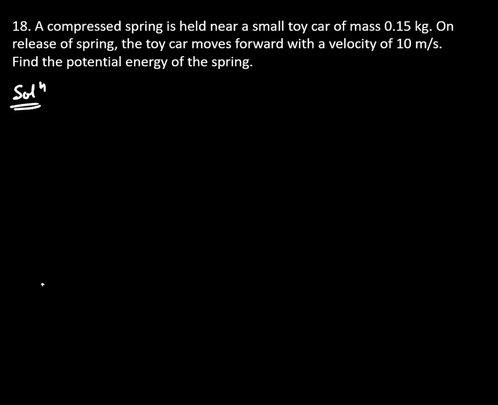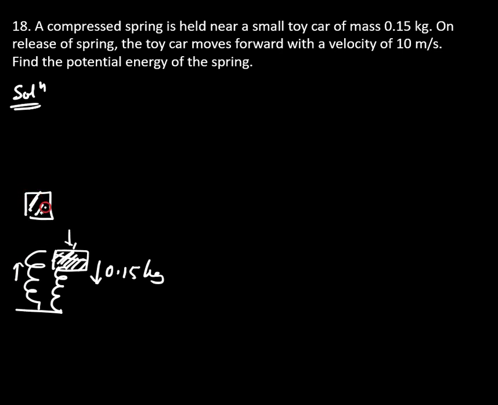In this question we have a spring, and this particular spring is compressed when a toy is kept over here. So this particular toy is held, the mass of this toy is 0.15 kilogram, and when the force that was holding the toy is released, the spring will again try to come back to its original position and this toy will be flung up, and it moves with a velocity of 10 meter per second as it is mentioned.